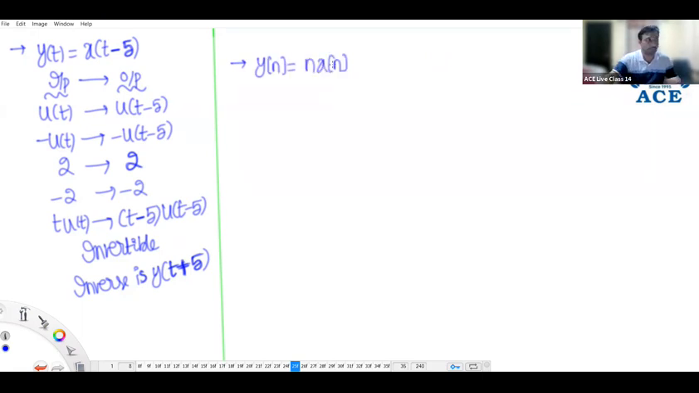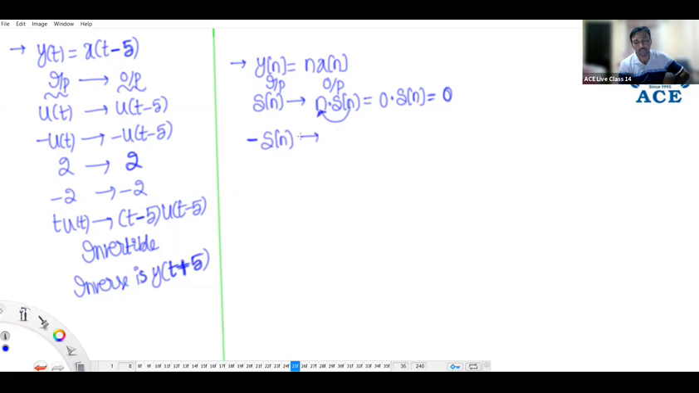What about this discrete system, sir? n into xn. In the discrete case, the standard inputs are del n and un. When you apply input as del n, n into del n means 0 into del n, by the product property of impulse. If you apply minus del n also, the output is 0.